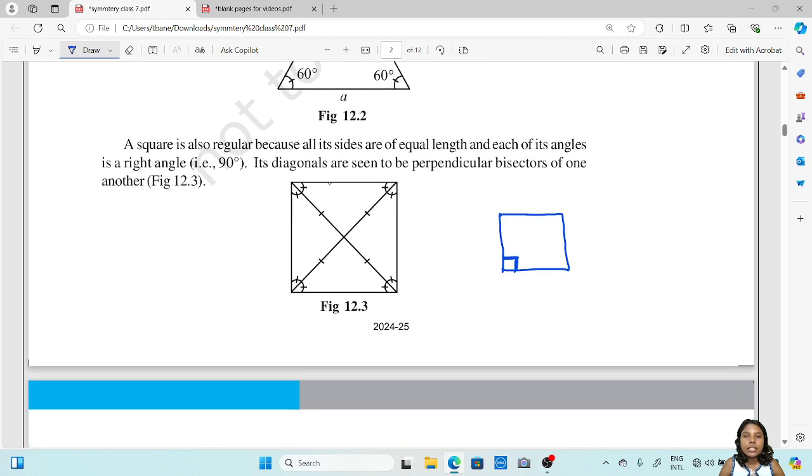Its diagonals are seen to be perpendicular bisectors of one another. Meaning, see, here it is going in this direction. This is one diagonal. This is the other diagonal. So they are perpendicular to each other. Perpendicular as in it should form this, an upside-down T. So this diagonal is forming it with this one, then this one forms it with this one. Similarly, on all sides they are forming perpendicular bisectors of each other.